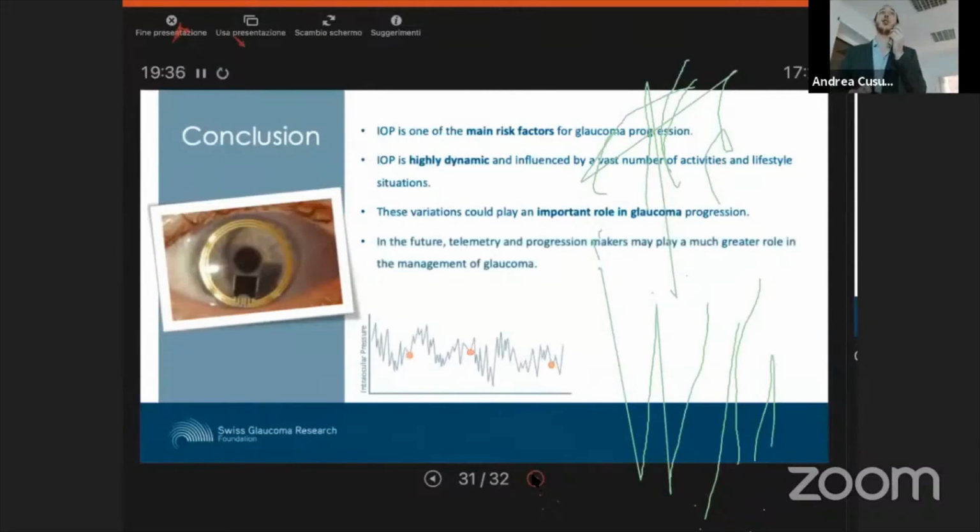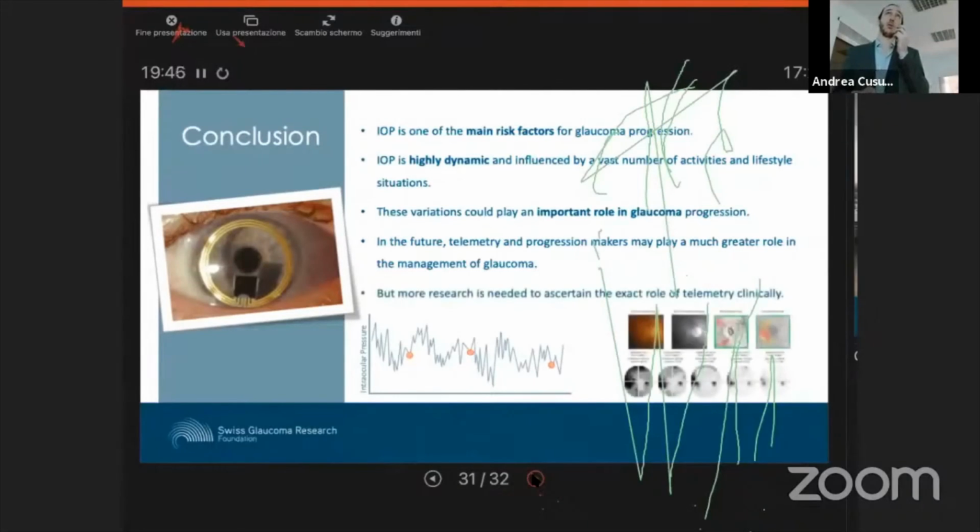And in the future, I foresee that telemetry, so the recording of intraocular pressure variation over 24 hours, will actually play a much greater role in the management of glaucoma. But we still need to do more research to find out how exactly we will apply that to clinical practice.